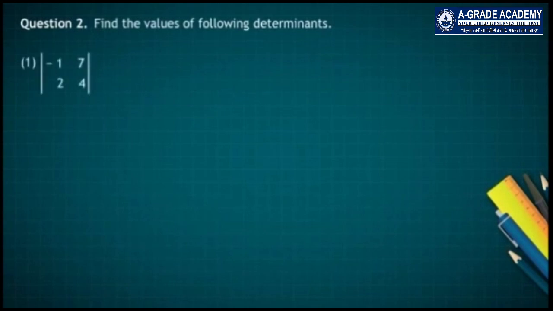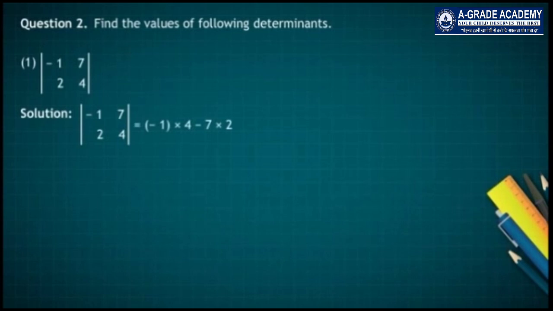Question number 2. Find the values of the following determinants. 1. Determinant |-1 7; 2 4|. Solution. Determinant |-1 7; 2 4| is equal to (-1) into 4 minus 7 into 2, which is equal to -4 minus 14, which is equal to -18.